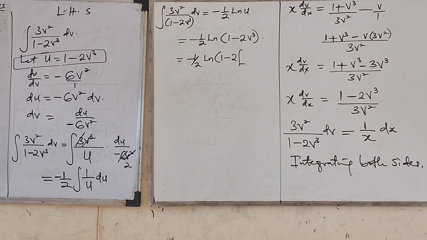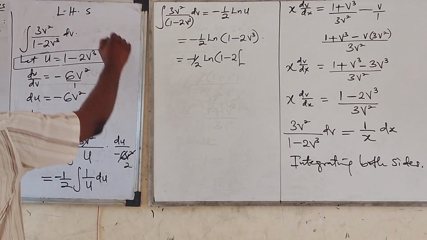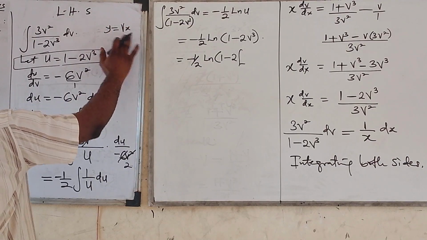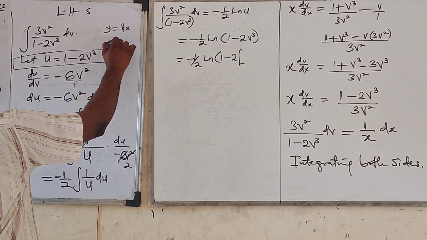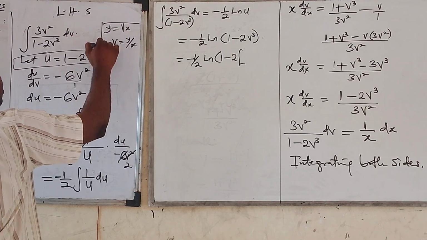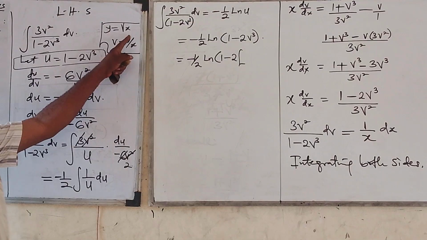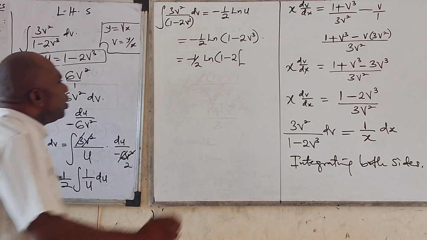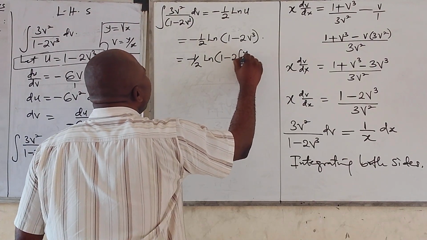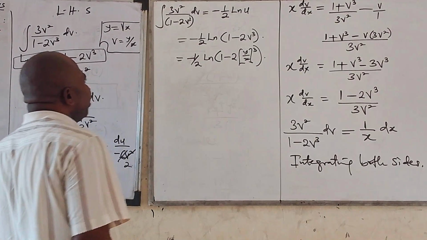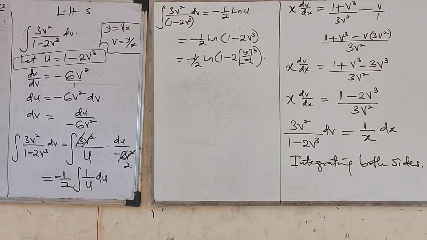Now remember we said we substituted y to be equal to vx. If y is equal to vx, the value of our v will be y all over x. Take note of this. So here we have y all over x all raised to the power of 3. Yes, so that is the left hand side.